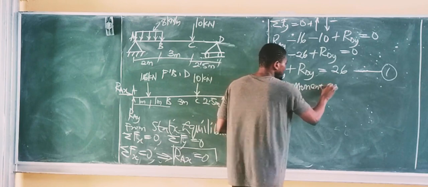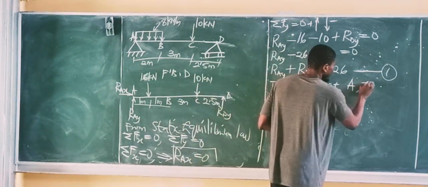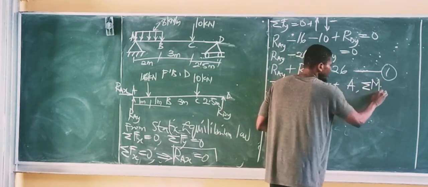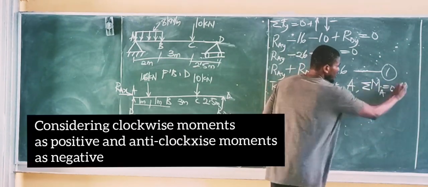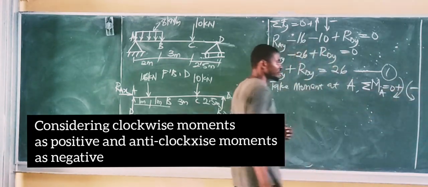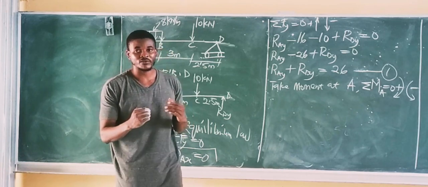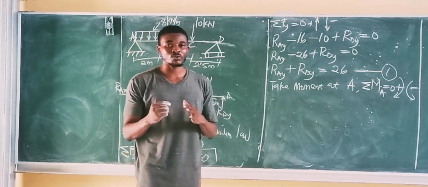Take moment at A. Okay. Summation of moment at point A is equal to 0. Let's choose clockwise moment to be positive, anti-clockwise moment to be negative. Okay, so forces that take moment in the clockwise direction should be positive, while anti-clockwise moment should be what?